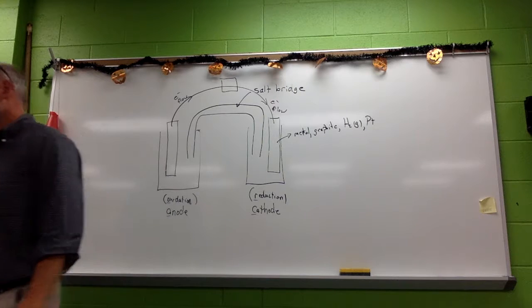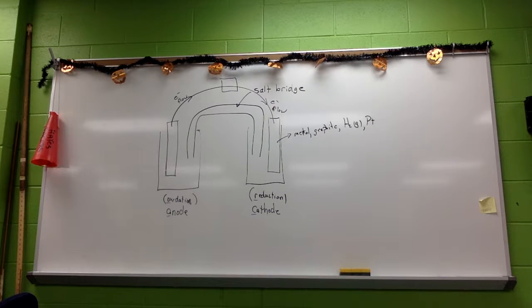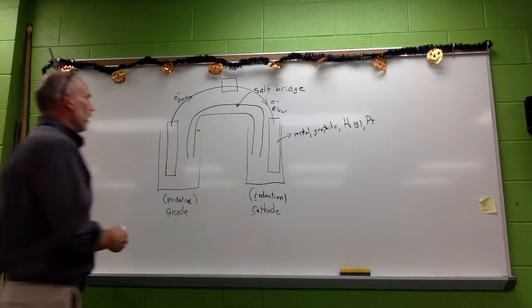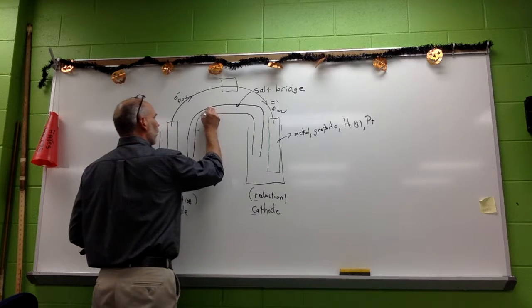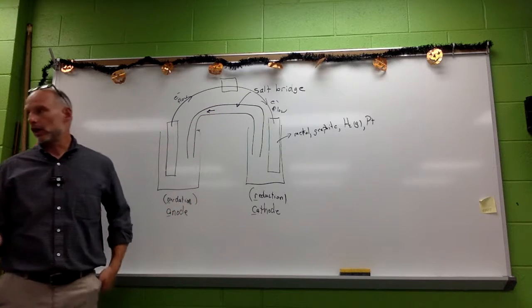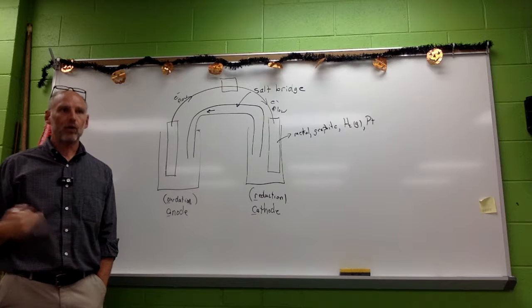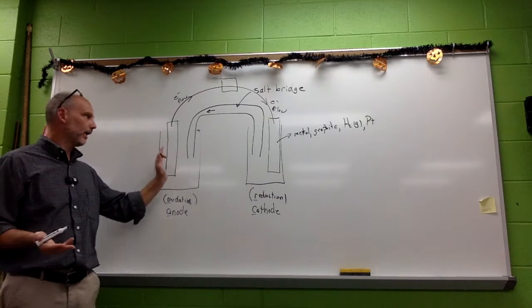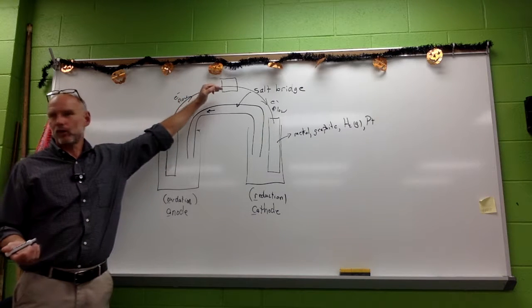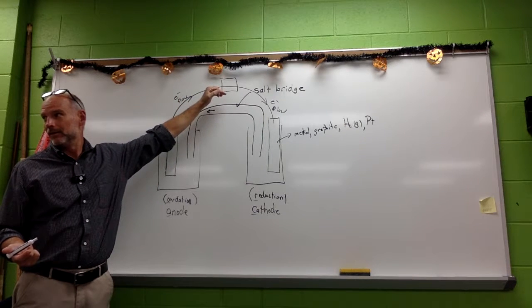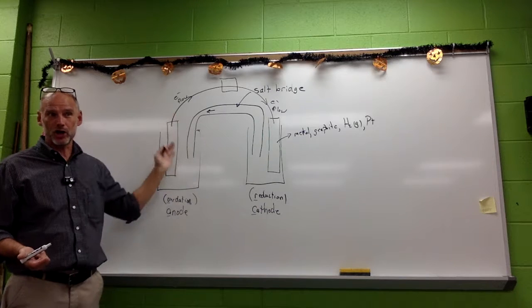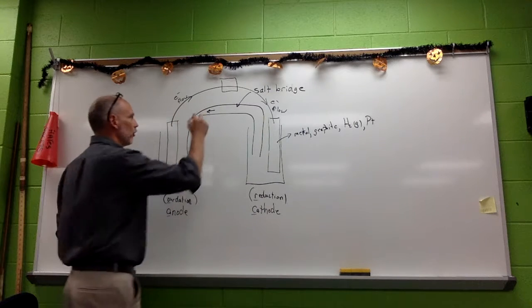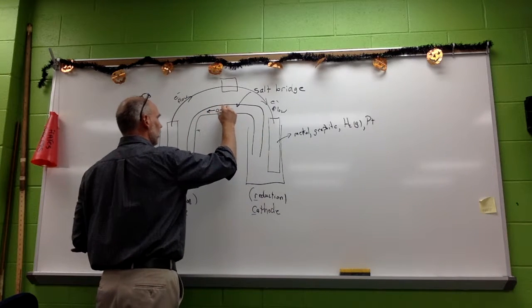Now remember, there's a salt in there. Let's just call it potassium. It doesn't matter what we call it. What's going to have to flow in this direction to maintain the charge? Cations or anions? Remember, negative charges are leaving. To maintain charge, anions are going to have to flow in this direction.